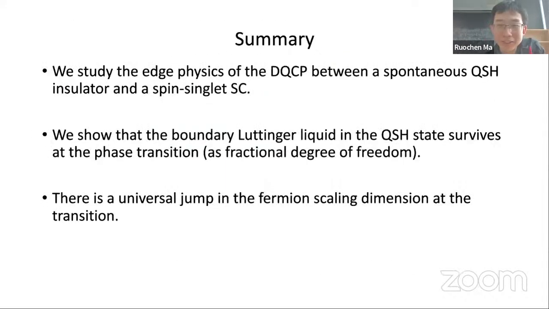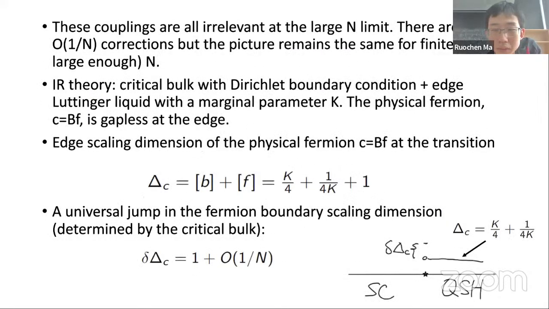Some other questions? Can you comment again about this universal jump of the fermion scaling dimension? Maybe a physical picture of what happens. Maybe you already said, but it's good to recap again. What's the physical picture when there's such a jump? Why not, for example, change gradually?